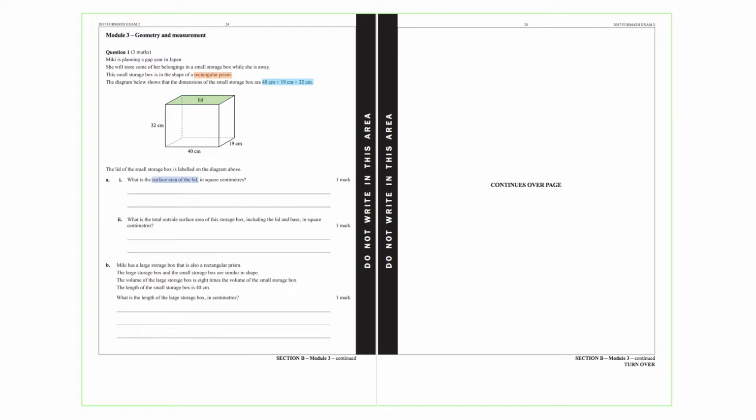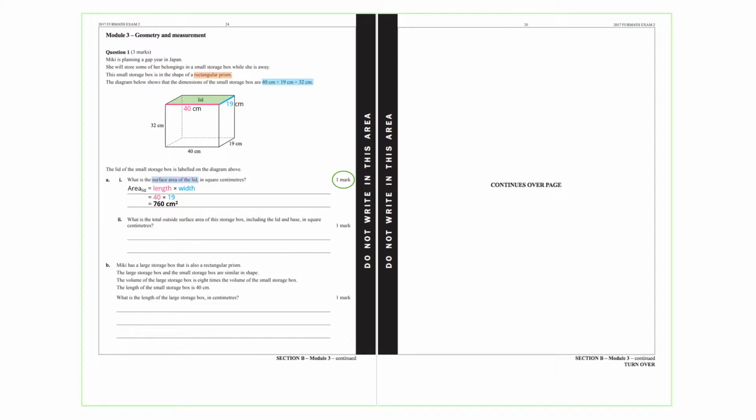The lid is in the shape of a rectangle, and as we know, the area of a rectangle is equal to the length times width. The length of the lid is 40 centimeters and its width is 19 centimeters. So the area is equal to 40 times 19, which is 760 centimeters squared. This question is worth 1 mark for the correct answer.